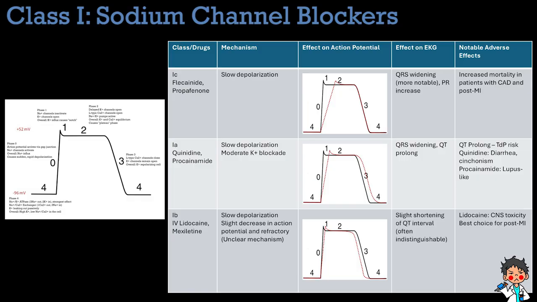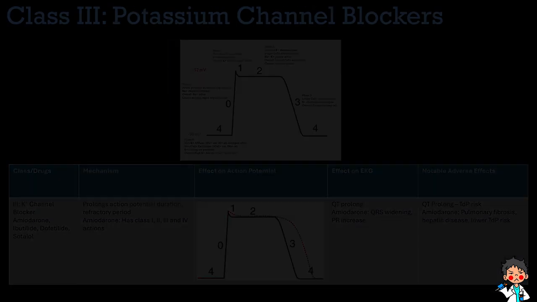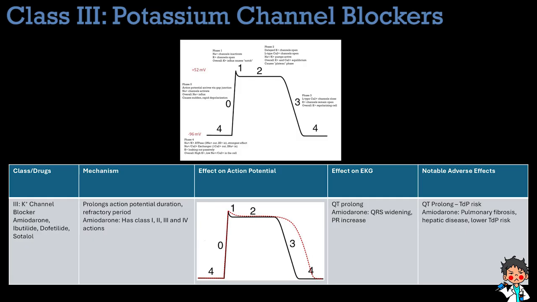So now I'm going to jump past class 2 antiarrhythmics real quick just to talk about class 3 antiarrhythmics, because we just discussed class 1A antiarrhythmics, which included a bit of potassium blockade in its mechanism. So while that's fresh on our mind, that's actually pretty much exactly what you get with class 3 antiarrhythmics as well, which of course are the potassium channel blockers.